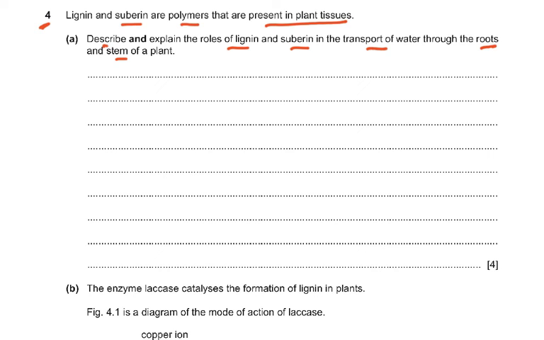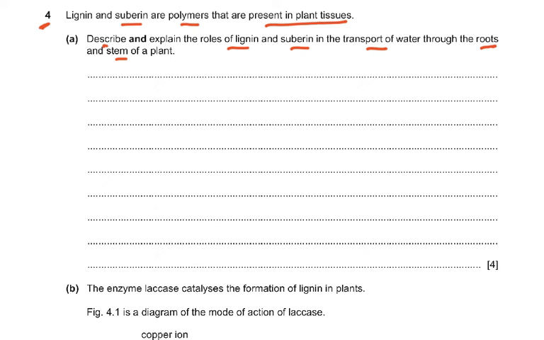Then suberin is found in the Casparian strip. Because it says describe and explain, you must tell me where they are found. Suberin is found in the Casparian strip. You can see the endodermal cells, or you could have even said endodermis. So water must move from the apoplast to the symplast. So this allows the control of solutes before entering the endodermal cells or the xylem.